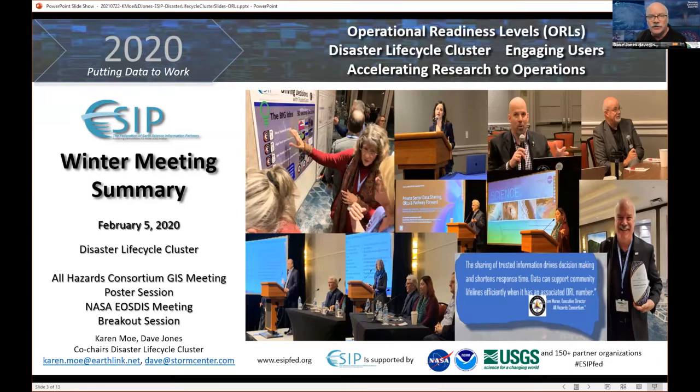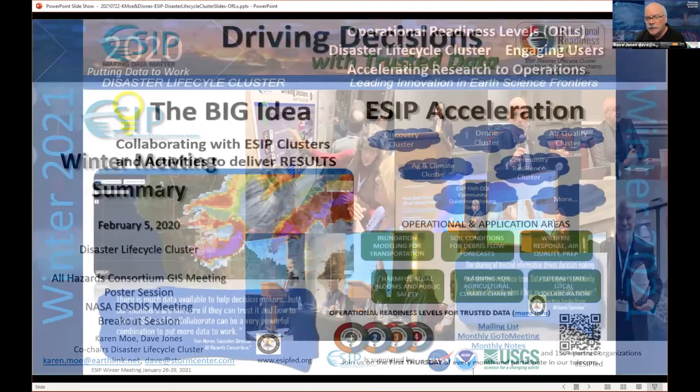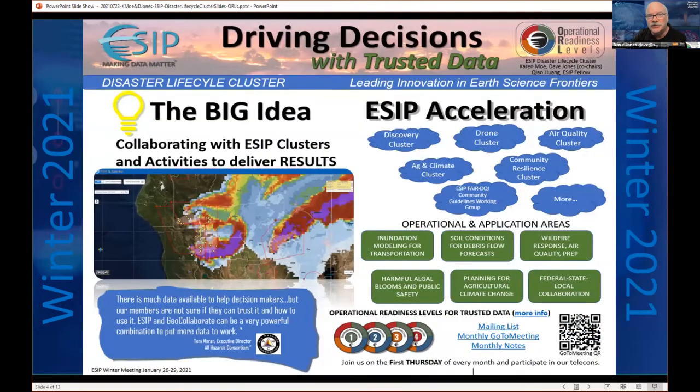During that winter meeting, we also had a side meeting with utility industry executives, the All Hazards Consortium, and GIS experts coming together to talk about how we can leverage and deliver data into those decision-making environments that require minute-by-minute updates, that require the latest thing so they can really make their decisions. And so, moving ahead to winter 2021.